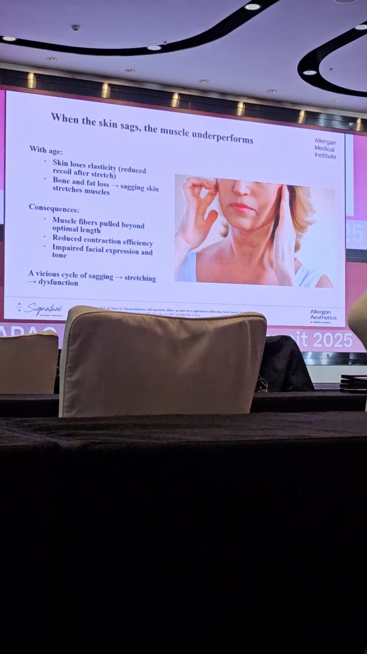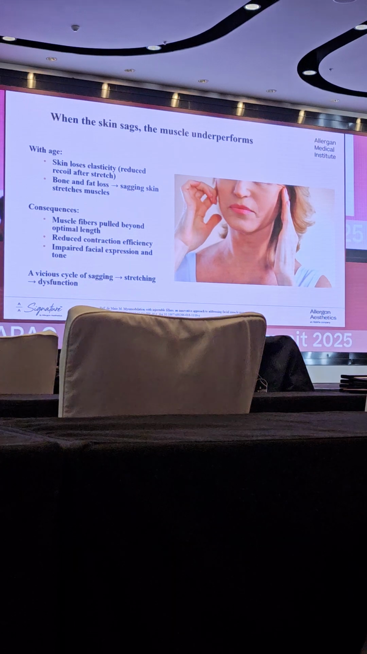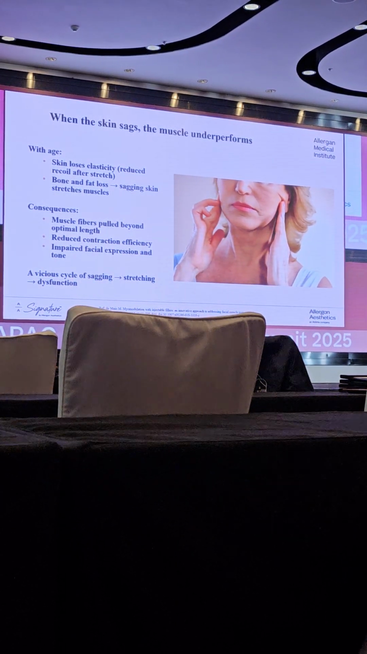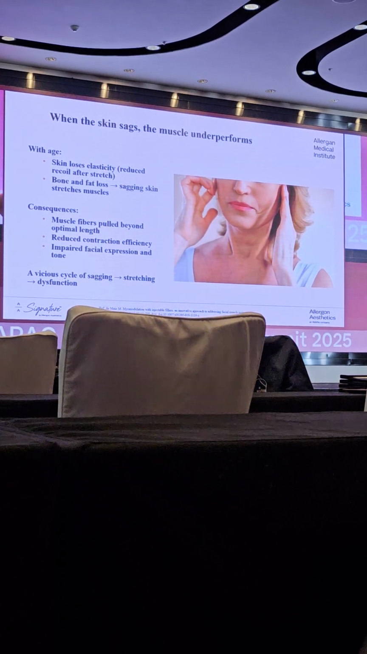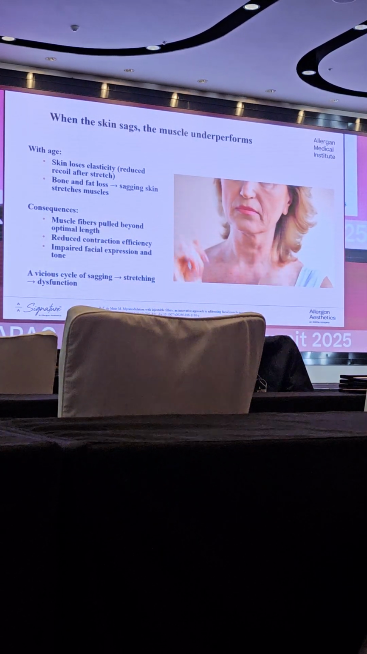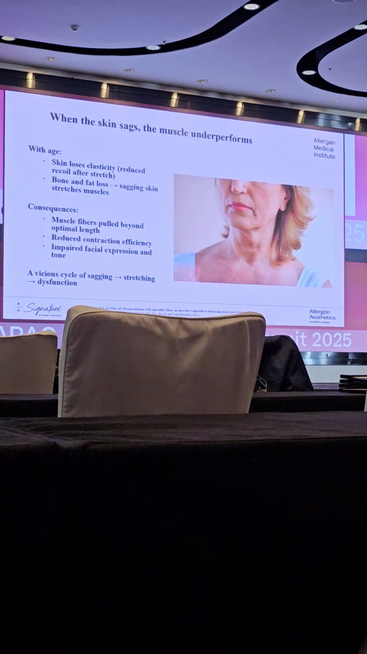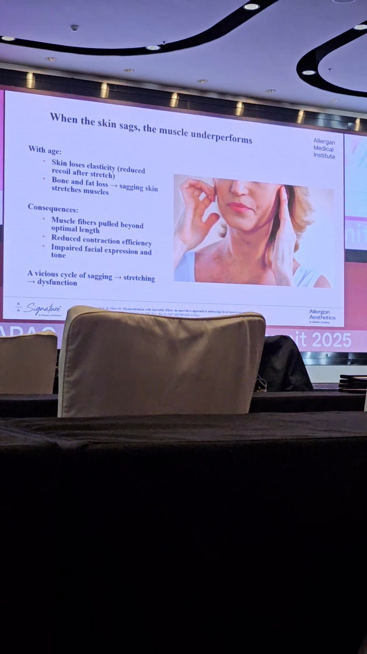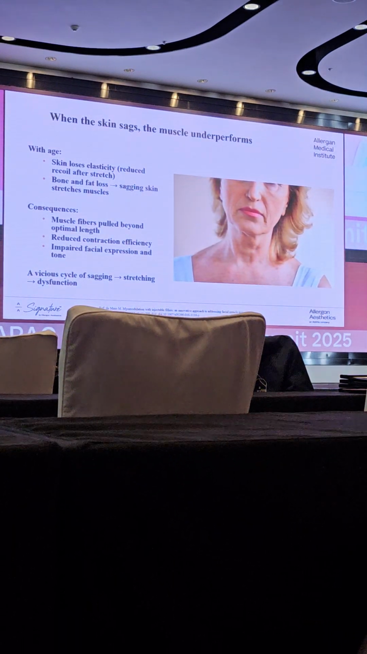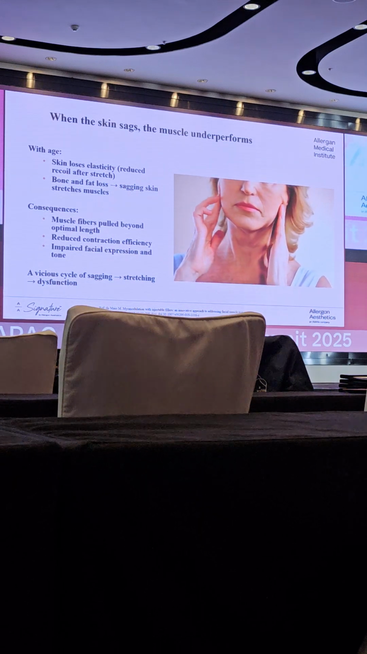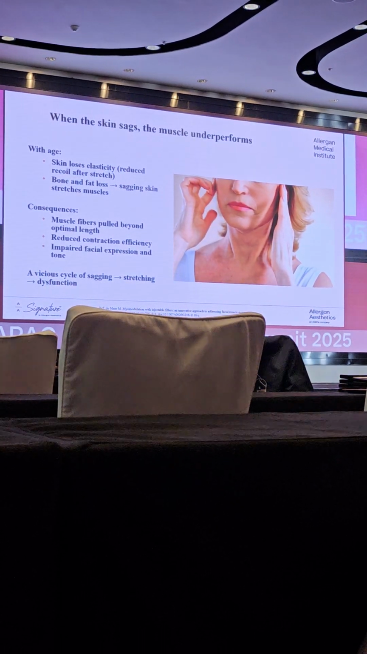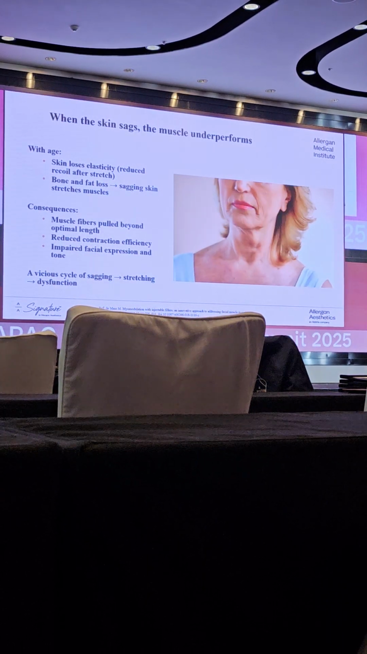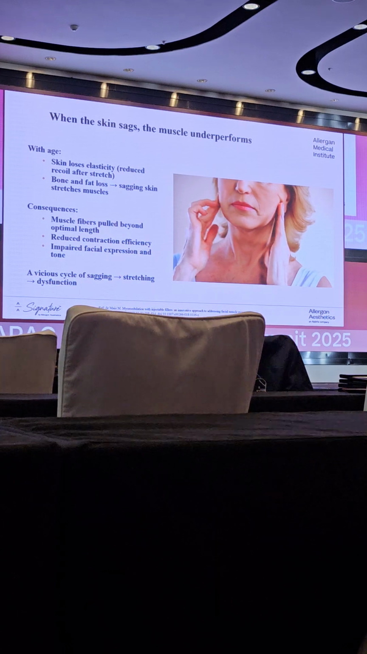This slide shows that as we age, the skin loses elasticity, and at the same time bone and fat loss is happening. So the muscle fibers and the skin have sagged, and they are pulled beyond the optimal length. The length of the muscle increases, it reduces contraction efficiency, and there is impaired facial expression and tone. So this is a continuous cycle. Stretching dysfunction: with every passing year, the muscles are getting stretched because skin and superficial tissue is sagging.